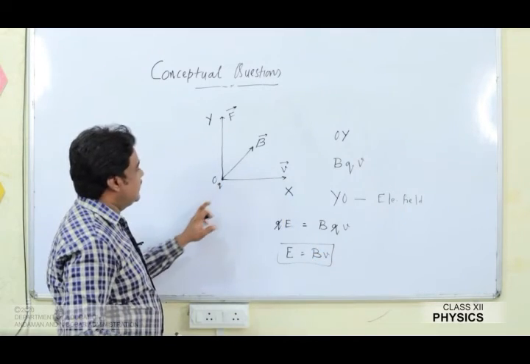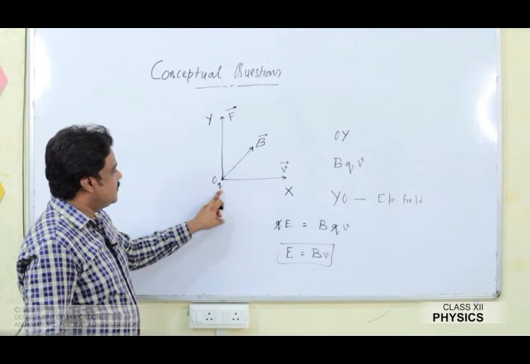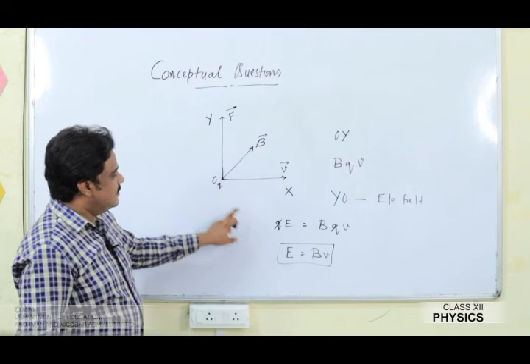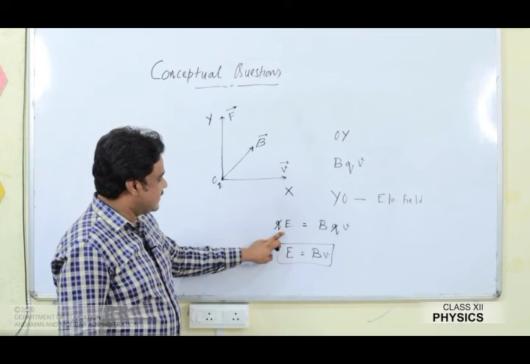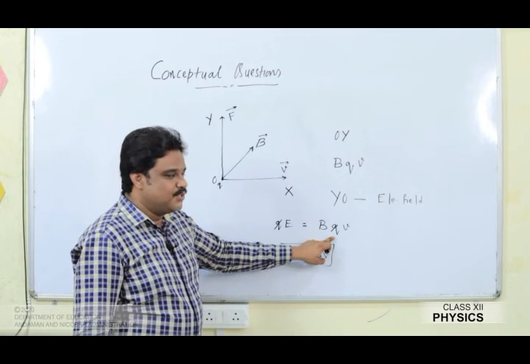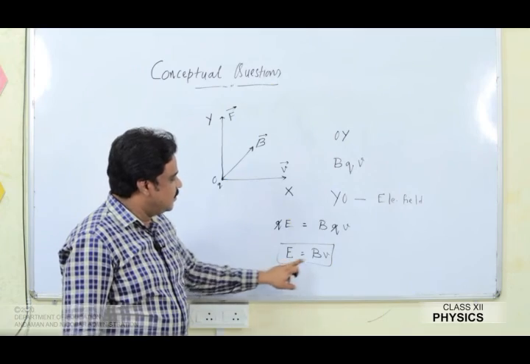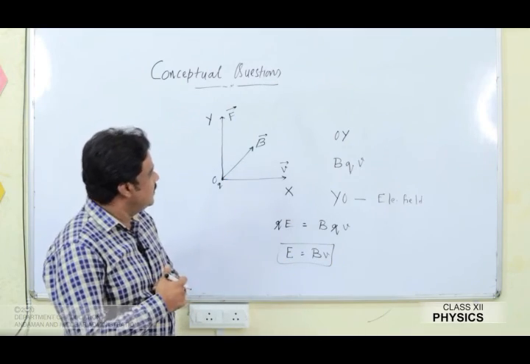So once again, they are asking what should be the magnitude and direction of the electric field so that the charge remains undeflected. For this, the force due to the electric field should be equal and opposite to the force due to the magnetic field. So ultimately on neutralization I am getting E equal to BV.